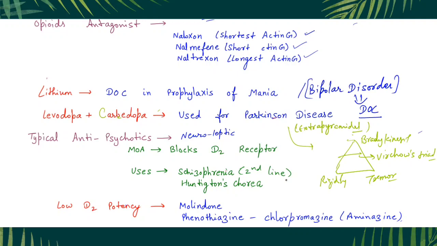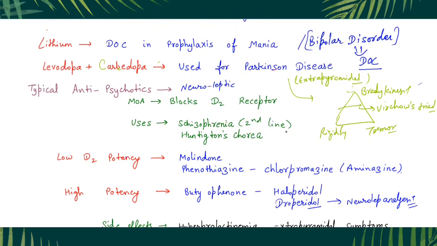Okay. Next is typical antipsychotics. So the next drugs are the antipsychotics. These are neuroleptics. Typical antipsychotics are also known as neuroleptics. What is the mechanism of action? They block the D2 receptor. D2 means dopamine two receptors, so dopamine has D1, D2. So they block the D2 receptors.